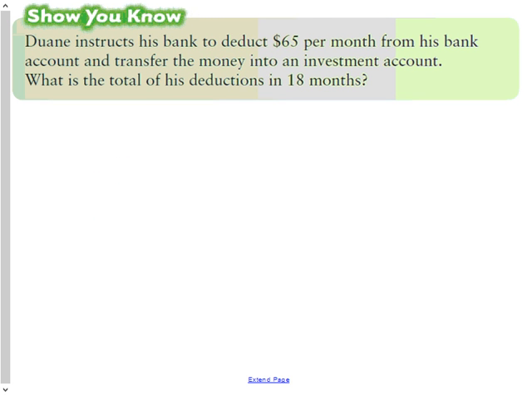In the second question, we have the context of applying this idea of sign rules. It says Dwayne instructs the bank to deduct $65 per month from his bank account and transfer the money into an investment account. What is the total of his deductions in 18 months? So each of these months is going to be considered a group, or an amount every month for 18 months. So it's going to be 18 groups of deducting $65.